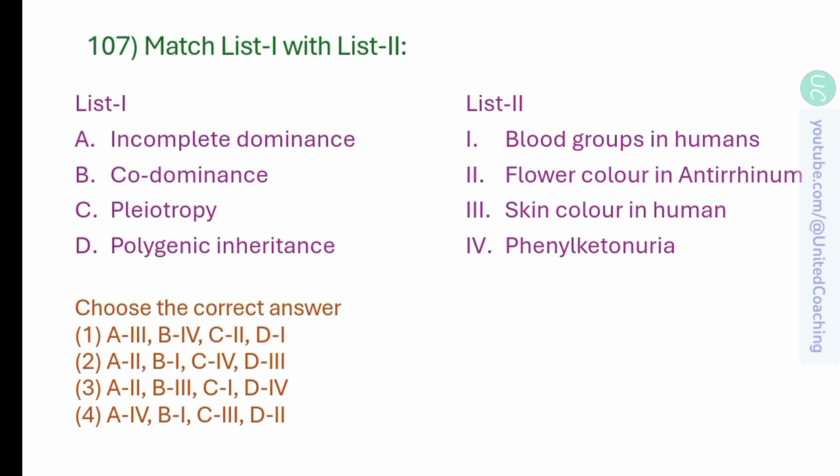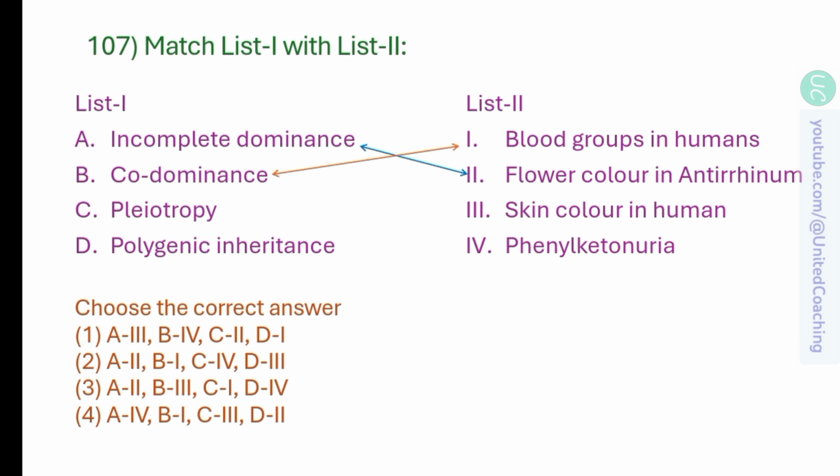Our next question is also match the following, and in this one the incomplete dominance is shown by flower color of antirrhinum. Flower color in antirrhinum is a good example of incomplete dominance. Incomplete dominance occurs because neither of the two alleles is completely dominant over the other. This results in a phenotype that is a combination of both. Now codominance is shown in blood groups in humans. Blood groups in humans is an example of codominance where the F1 generation resembles both the parents.